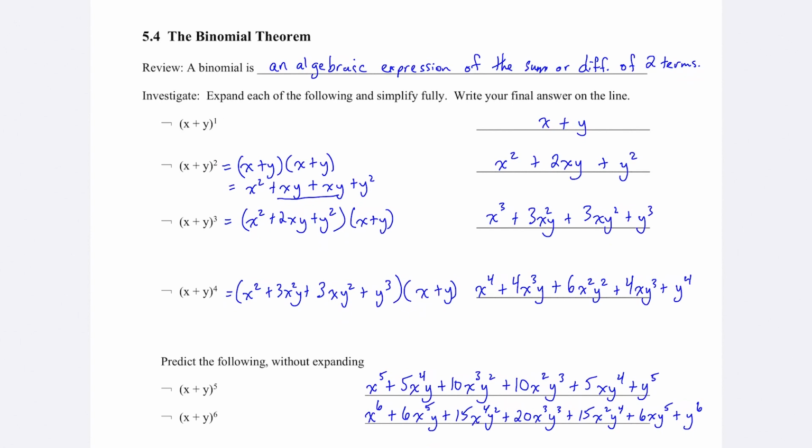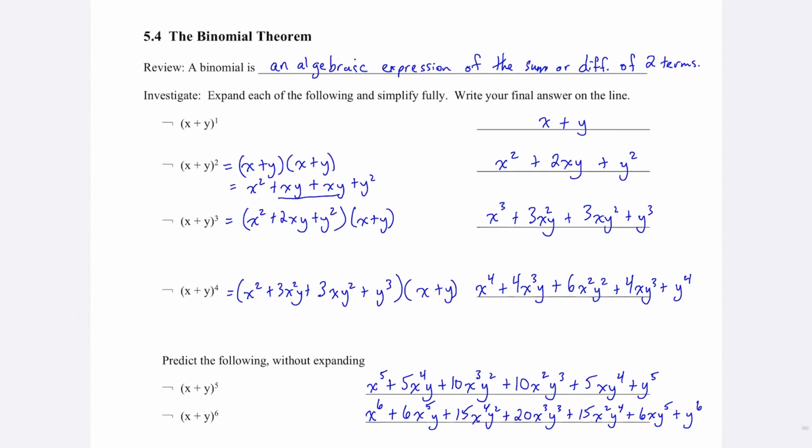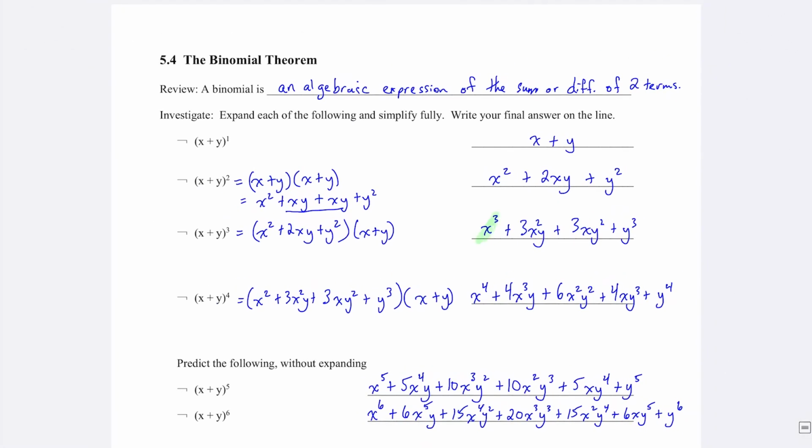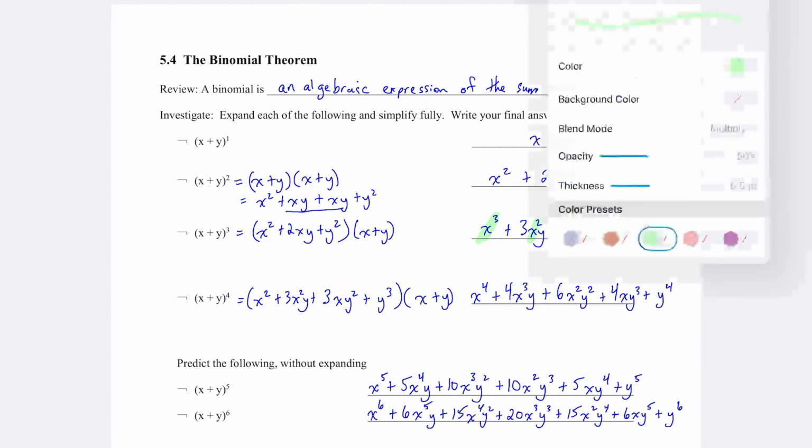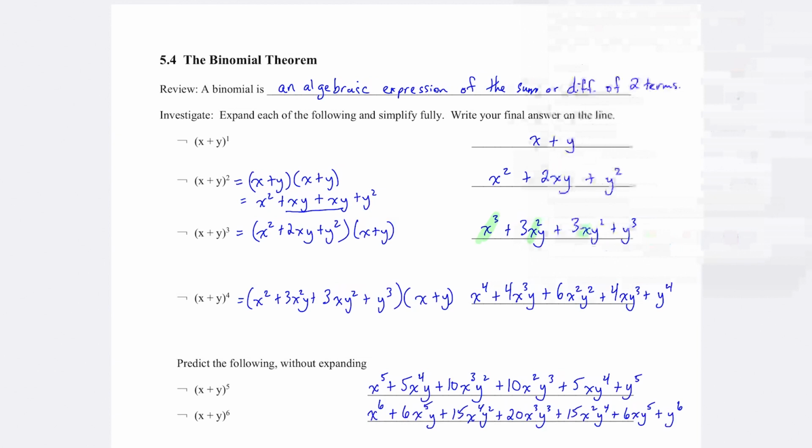So let's just look at the x's to start off with. So here we have x to the power 3, then x squared, then a regular x, and then there was no x. On the flip side here, we have y cubed at the end here, y squared over here, y, and then at the end there is no y. So notice that y is increasing from left to right, and x is decreasing from left to right.